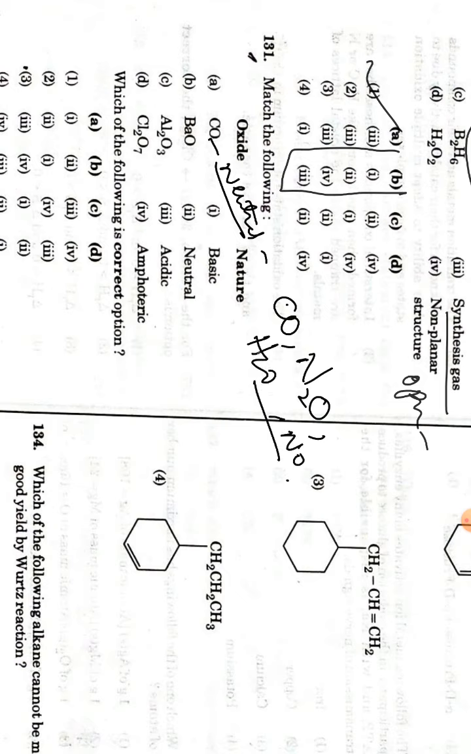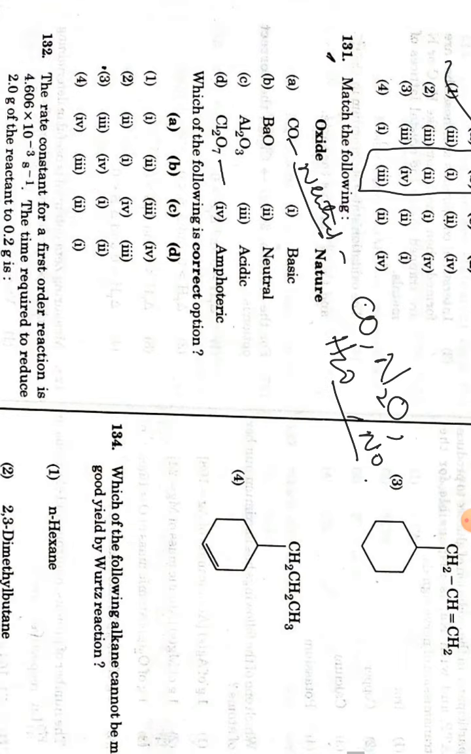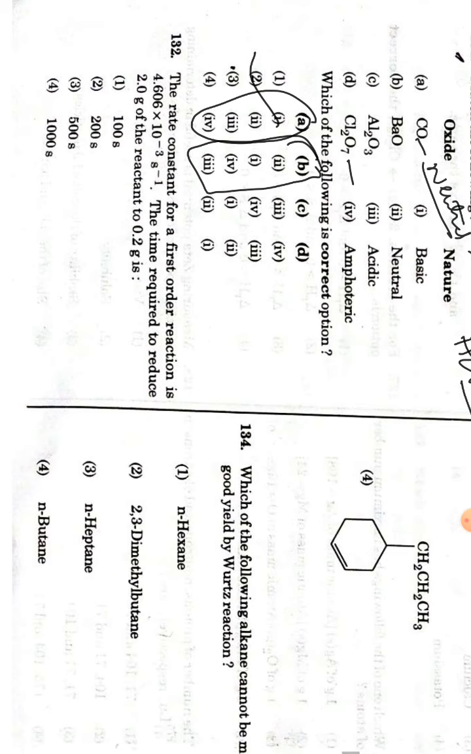These are the neutral oxides. Cl2O7 is acidic. So 131. If you see in this one, CO is neutral. If you check option B, you can get that one, or you can check option A. So first, before attempting these questions, check which one is very different. So CO is neutral, so the answer will be the second option. Please go through that one.